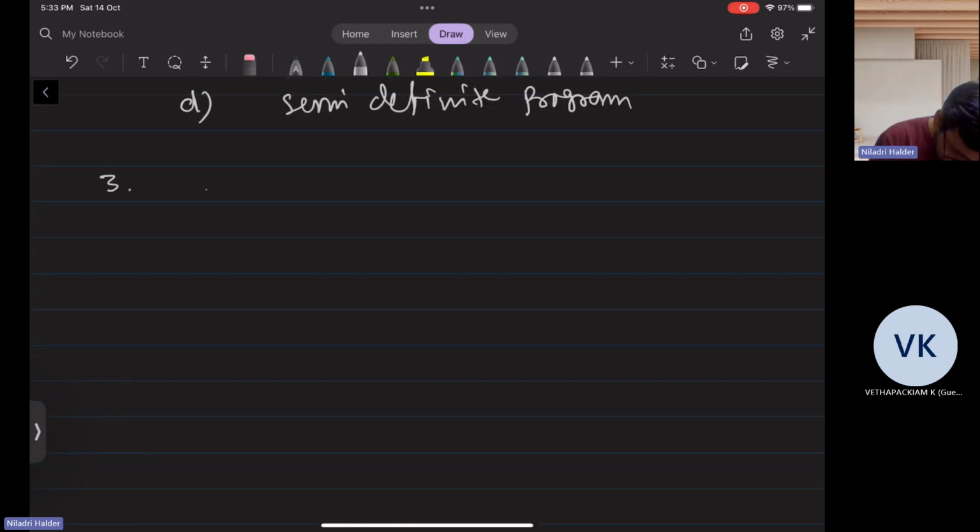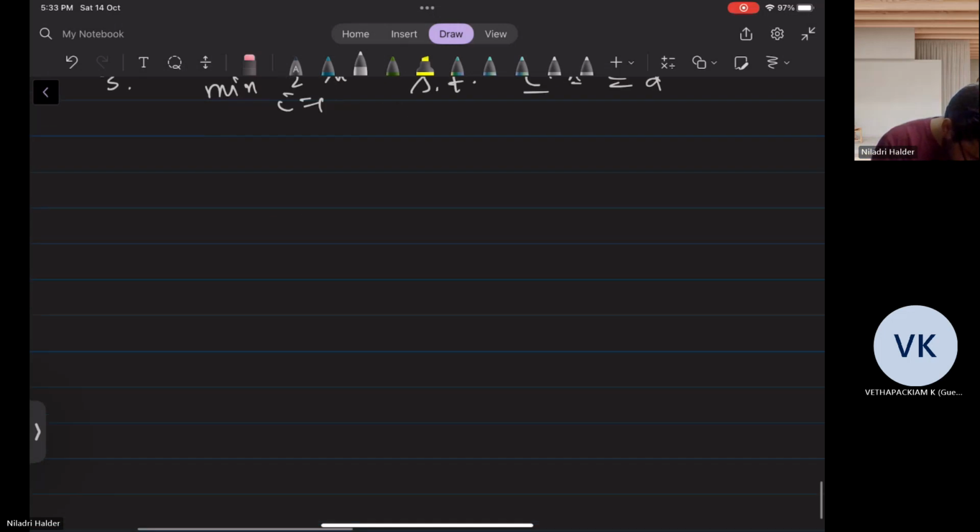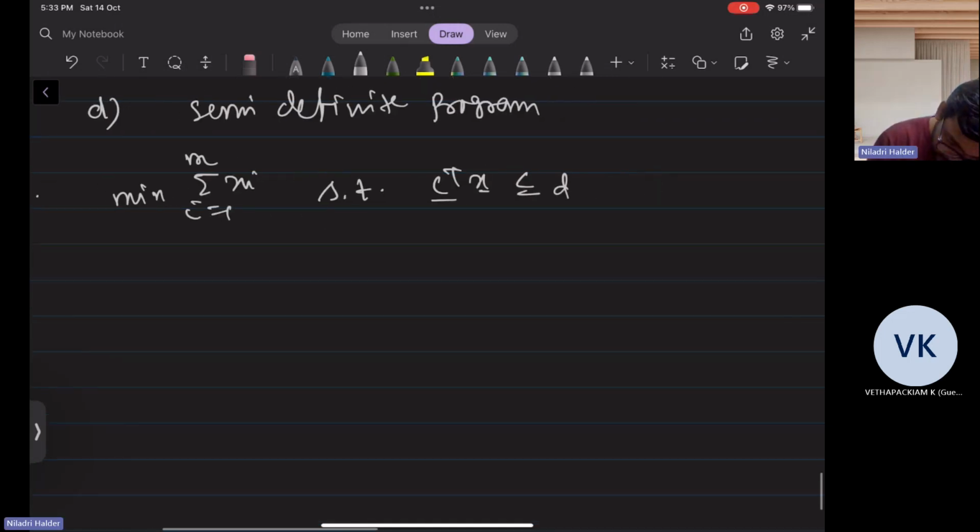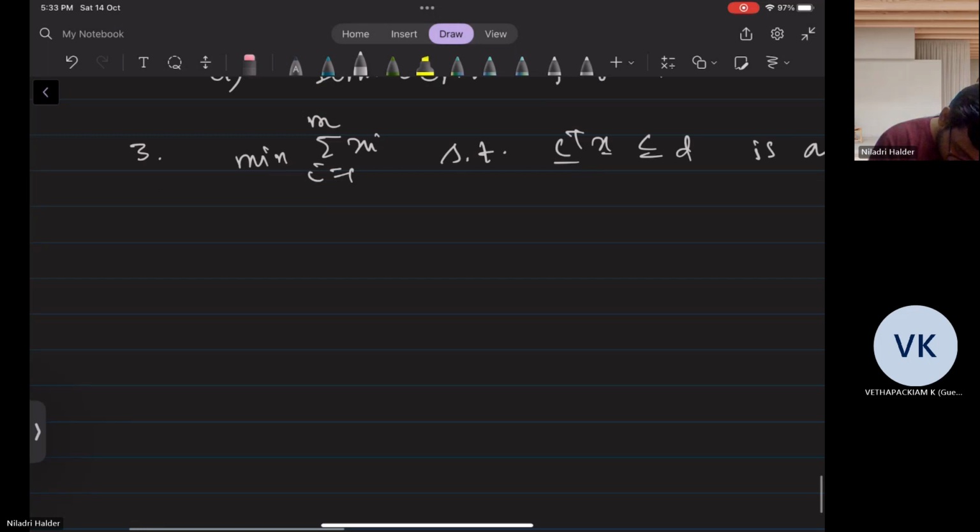So another problem, a minimization problem: minimize summation of x i, i goes from 1 to m, subject to c transpose x less than or equal to d. So it is option A, a linear problem.